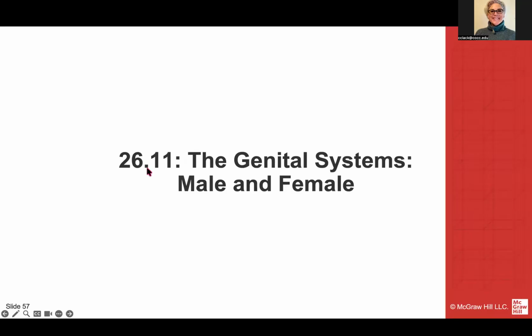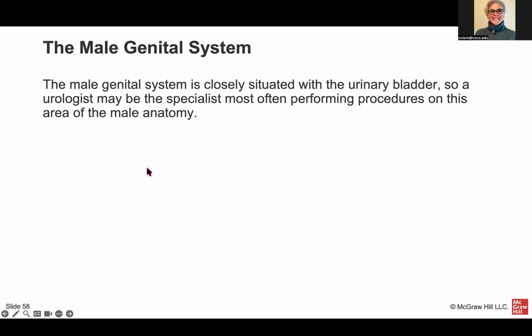Moving along to the genital systems for male and female. The male genital system is anatomically adjacent to the urinary bladder and urethra, which is why a urologist, a specialist in urinary tract diseases, is often the physician performing procedures on both systems for male patients.